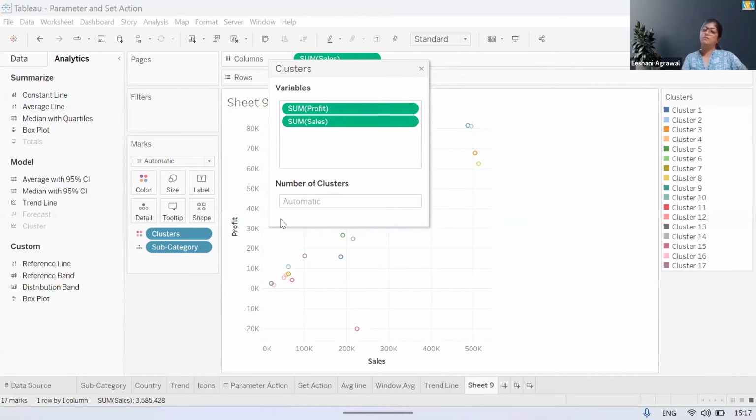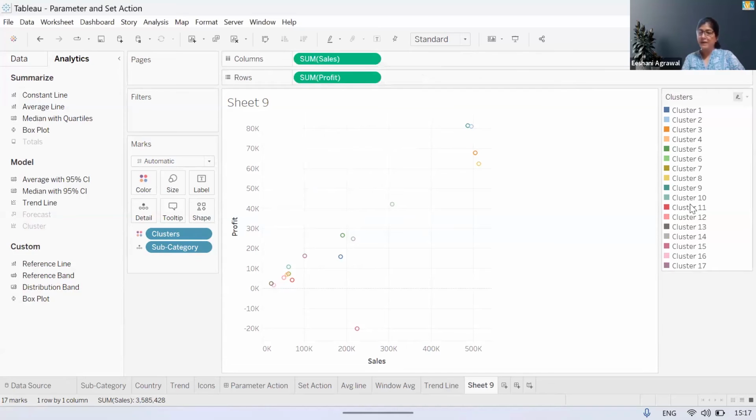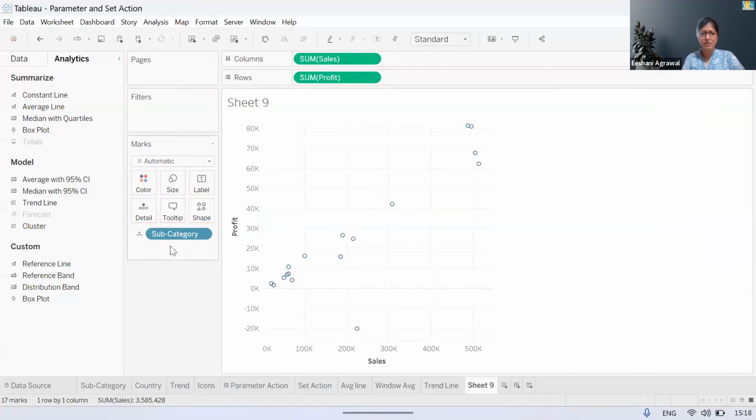By default, K-means clustering analysis, a technique that you learn in statistics, is being utilized in the backend and it will create clusters, right? So either we can say how many clusters we want, or we can leave it at automatic. If we leave it at automatic, it has created 17 clusters. But why 17 clusters? Hold on. It should not create 17 clusters. That is ridiculous. Let us do it again.